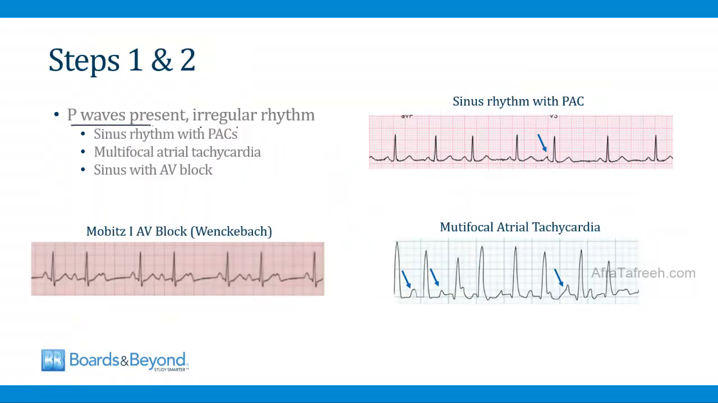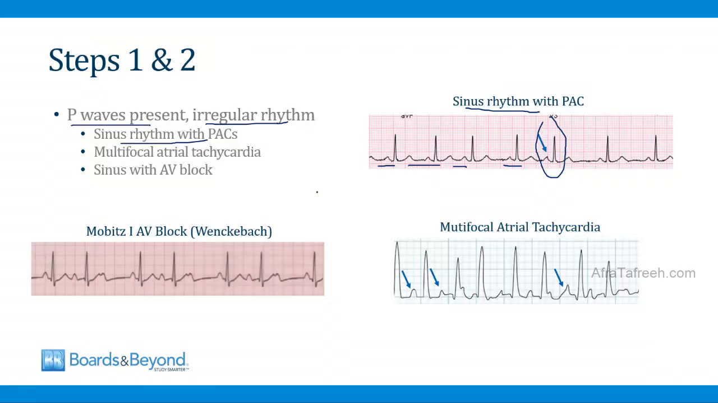If P waves are present and the rhythm is irregular, then the most common thing you are looking at is sinus rhythm with premature atrial contractions, or PACs. If you look at this example at the top right side of the screen, we have a sinus beat, a sinus beat, a sinus beat, a sinus beat, and then we have a beat that comes in early. This is a premature atrial contraction, and it causes a brief irregularity in the ECG rhythm.